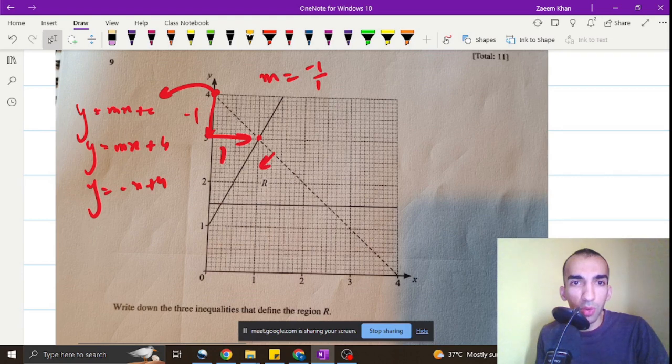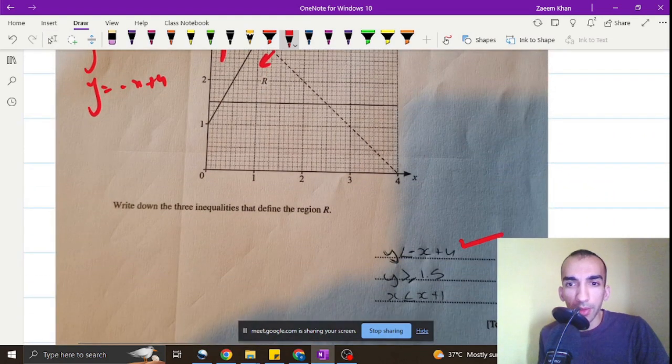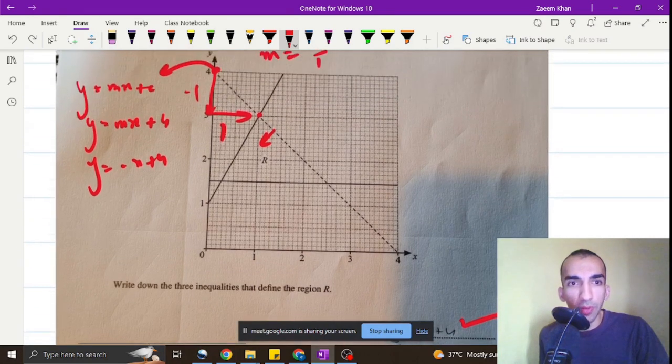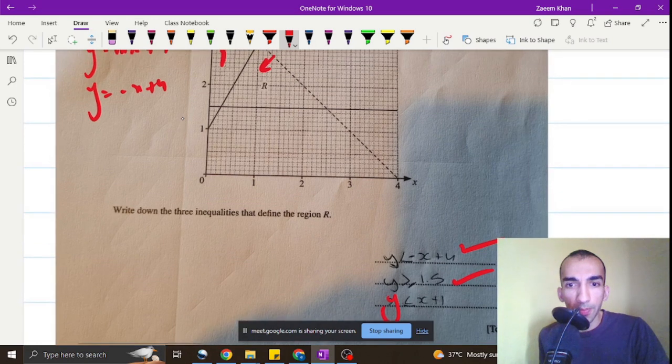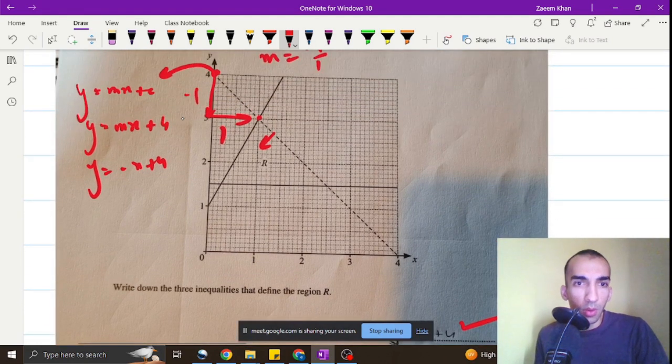And now the question asks you to define the shaded region R, so you're trying to stay below this line, right? Yep, that's perfect, and you did not use an equals sign. That's excellent as well. y is greater than or equal to 1.5. Shabash. And x is less than or equal to x plus 1. I think it should be y, right? Oh yeah, it should be y. Sorry. y is less than or equal to x plus 1.